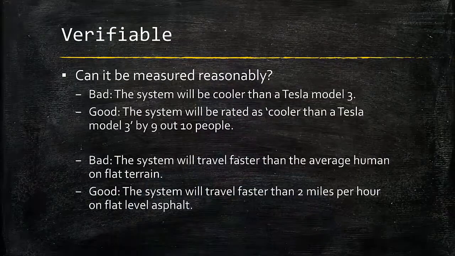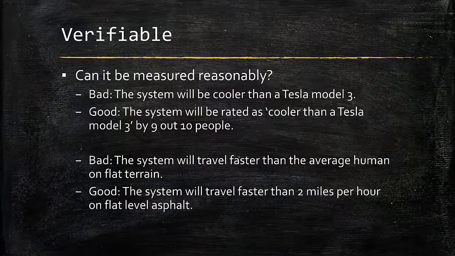So looking at one of these as an example, the system must be cooler than a Tesla Model 3. So the term cooler is the problem here. Cooler, in this case, could be literally temperature, or it could be aesthetics. It's awesome, it's better than something else. Assuming it's an aesthetic challenge, the system will be rated as cooler than a Tesla Model 3 by 9 out of 10 people. This is verifiable.